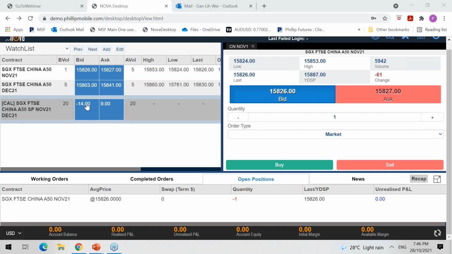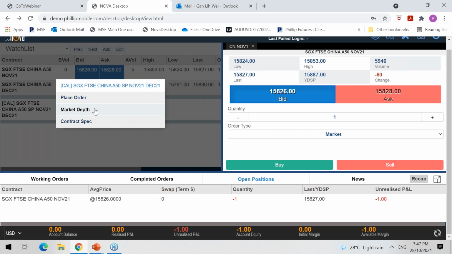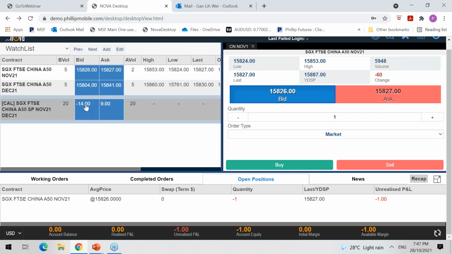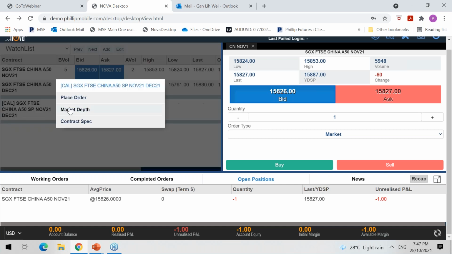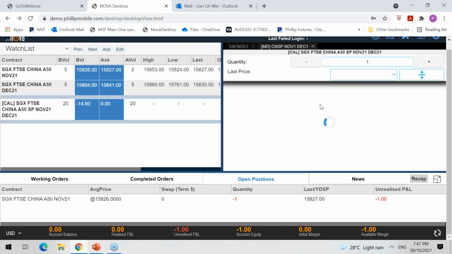So we can just click on the sell for this one and place the trade for the calendar spread. You can see that the spread here is 14 points instead of 24, which is a tighter spread. On top of that, you can also queue for a lower price instead. So let's look at market depth.